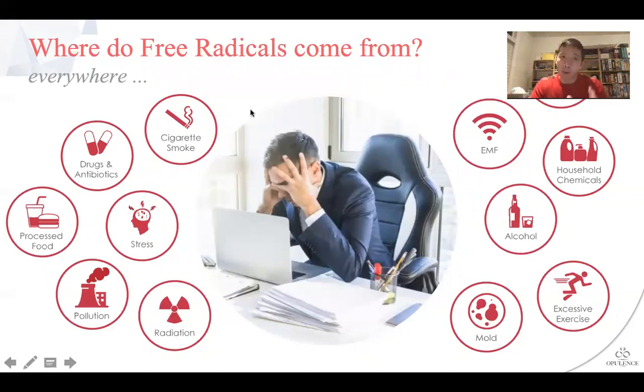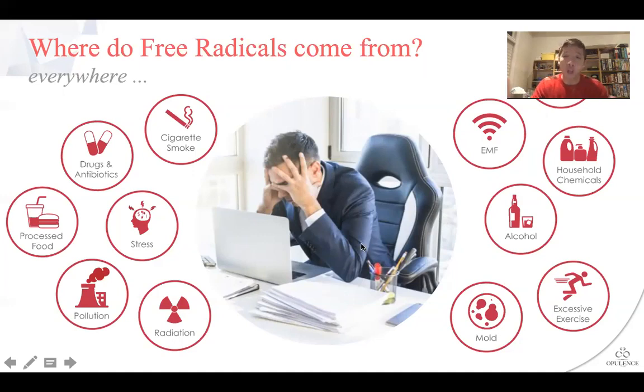The common ones are cigarette smoke, drugs, antibiotics, stress right now, and processed foods, and that's not just McDonald's or Burger King. It's also processed meats, like hot dogs, bacon, and sausages. Pollution is a big one. The radiation, wireless waves, and now with 5G rolling out, there's a huge concern about free radicals and the damaging effects they might cause on the human body. Household chemicals, alcohol, mold, excessive exercise, and of course general viruses and bacteria.